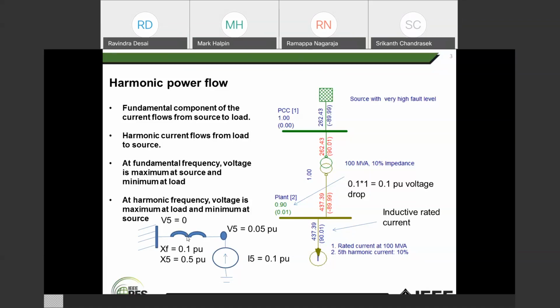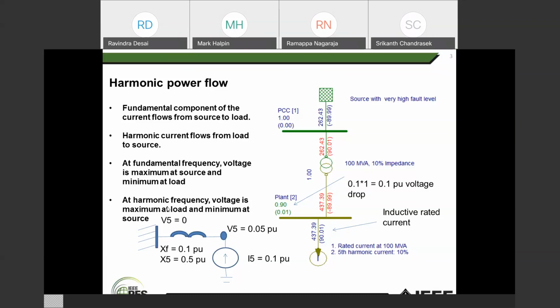Again, if you take the linearity with respect to the fundamental, the impedance is 0.1 per unit; for the fifth harmonic it is 0.5 per unit. Therefore, the voltage here becomes 0.5 per unit into 0.1 per unit, which is 0.05. Therefore, VTHD for the fifth harmonic distortion becomes 5%.